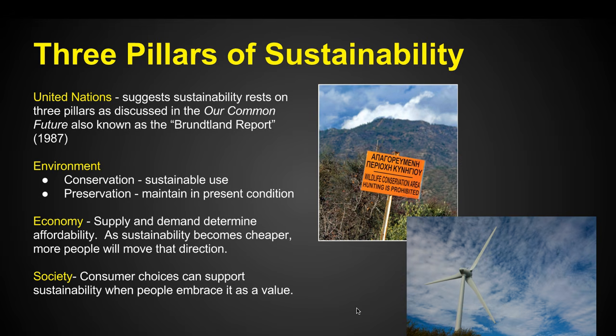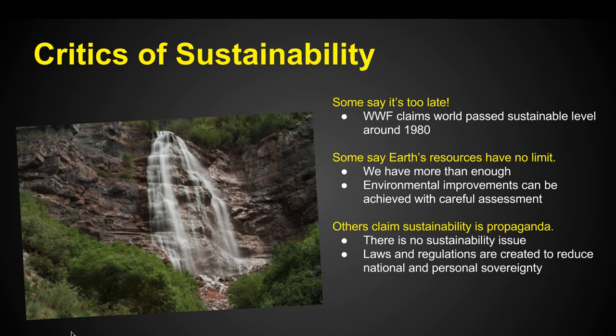And society is the 3rd pillar of sustainability. When consumer choices can support sustainability, people embrace it as a value. Meaning, if consumers are concerned about sustainability, they can support it as a society. If they can afford it as a society, they'll embrace it as a value. These 3 things we must consider in order for our planet to be sustainable.